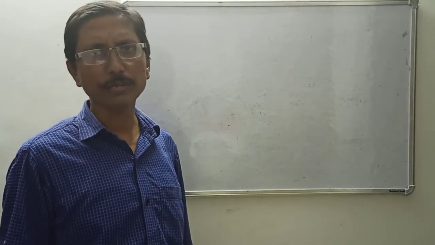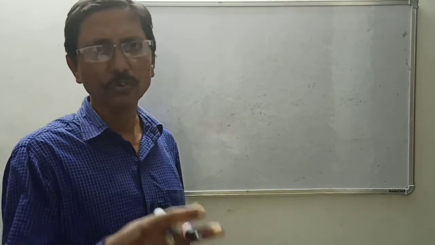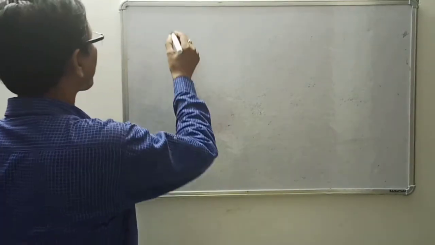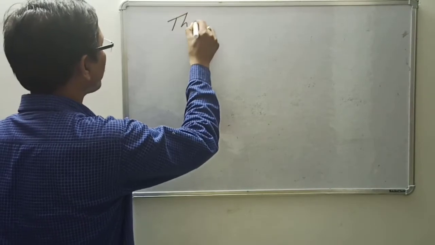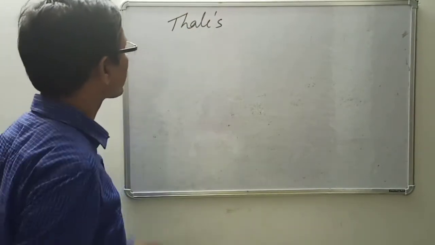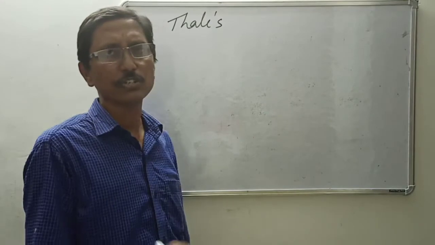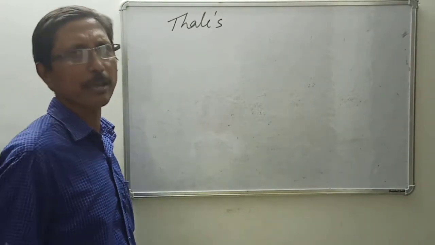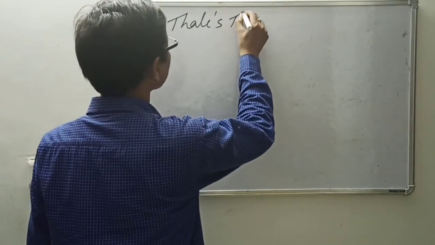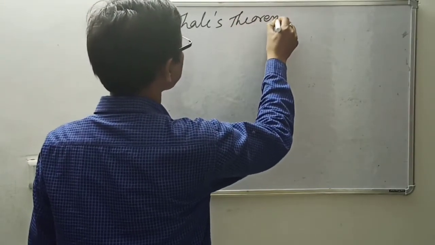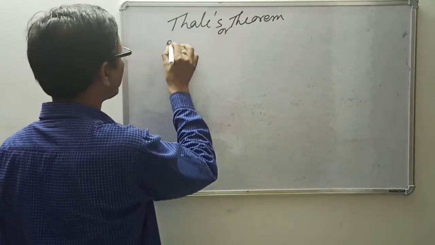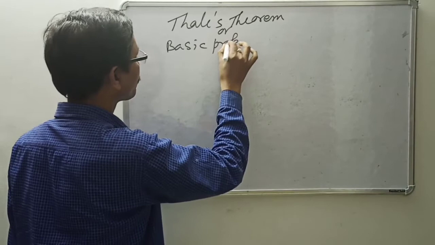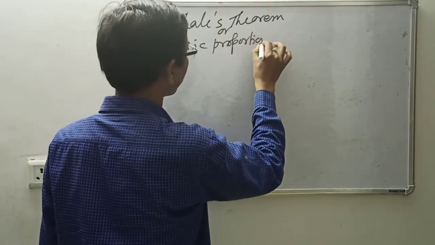Thales theorem, according to the mathematician Thales, he has given that theorem, that's why it is called the Thales theorem. So first of all, it is a famous theorem as the Thales theorem. That's why sometimes it is asked as state and prove the Thales theorem. This statement also you have to remember. Thales theorem, or we can say it is called basic proportionality theorem.